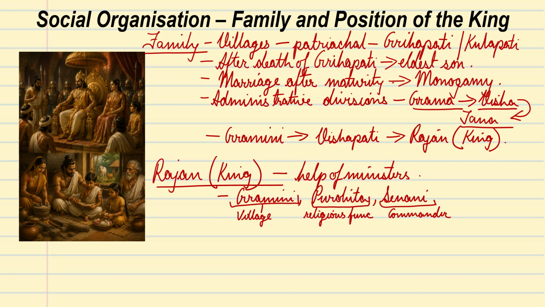During the Rig Vedic period, the king did not maintain a regular army. There was no regular army. The first time we find a regular army is during the Mauryan period. Before that, we did not have a regular army. So, in times of war, he organized tribal groups for military purposes.